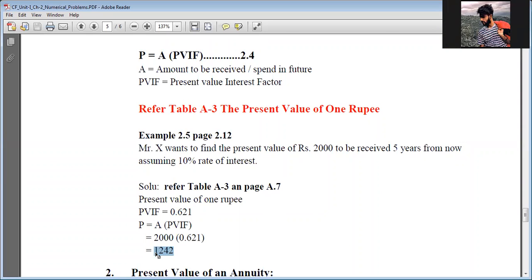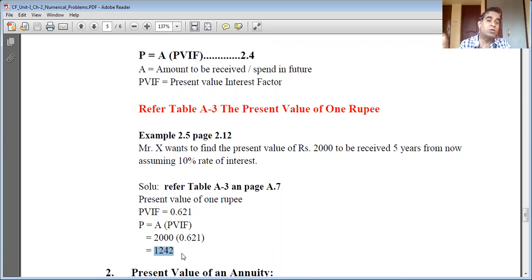1500. Okay. So what will happen if you give him 1500 now and receive 2000 rupees after 5 years? Actually, you will be receiving only 1242 rupees, whereas you will be paying 1500. So a loss of 252 rupees for you. See, this is how these simple techniques are used for decision making.